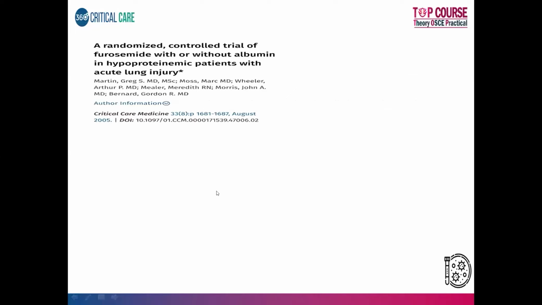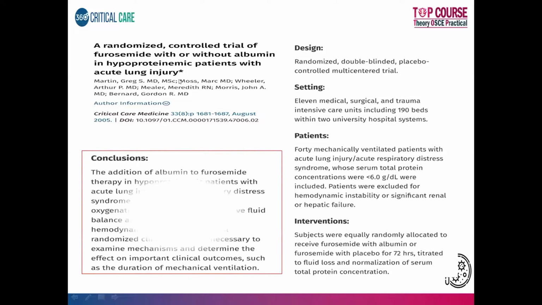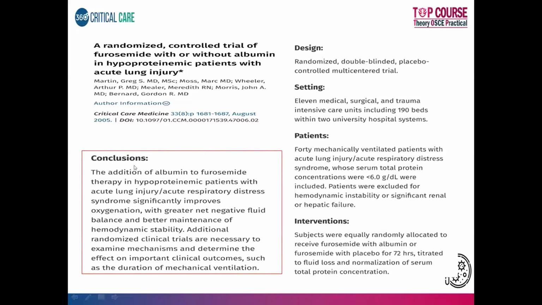There was an RCT which was published in 2005, where they combined furosemide with or without albumin in hypoproteinemic patients with acute lung injury. And what were the results? They found that addition of albumin to furosemide in hypoproteinemic patients with either acute lung injury or ARDS significantly improved oxygenation. Plus, there was a greater net negative fluid balance and better maintenance of hemodynamic stability. Okay, so there is a role of albumin in ARDS to achieve a negative fluid balance.